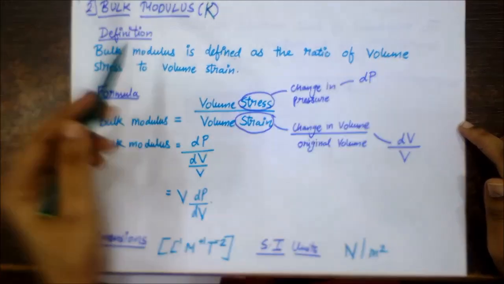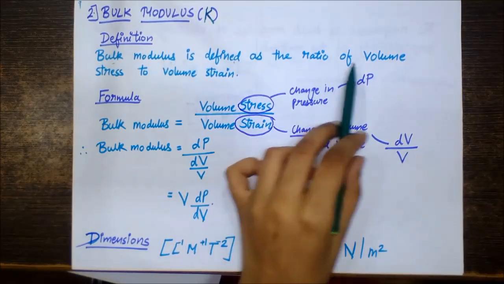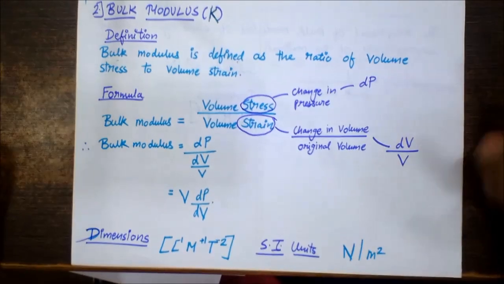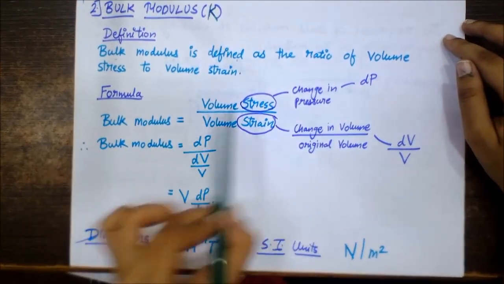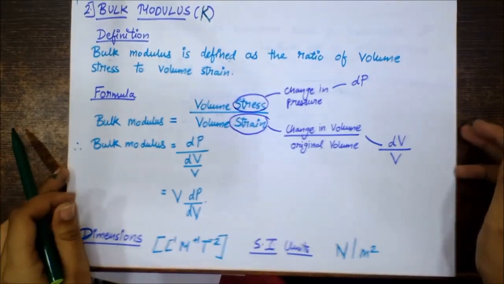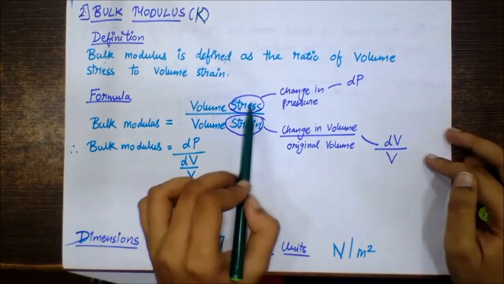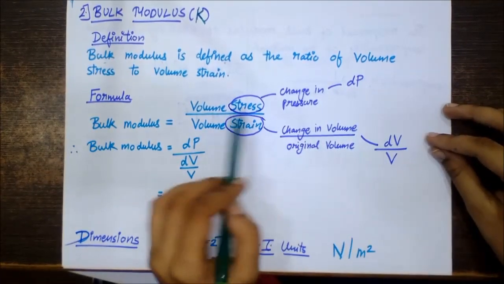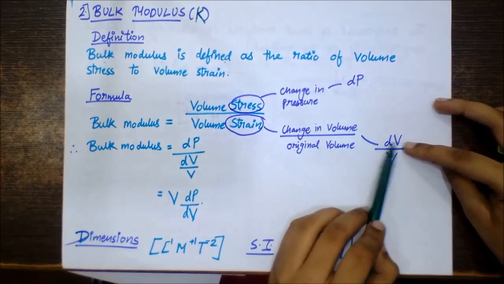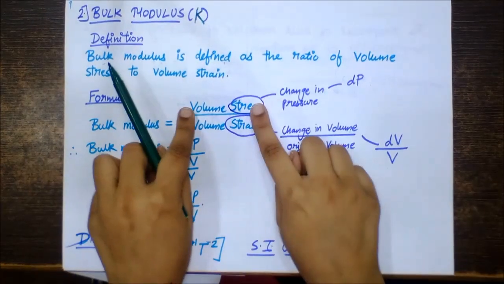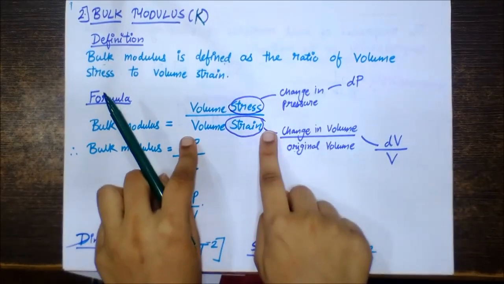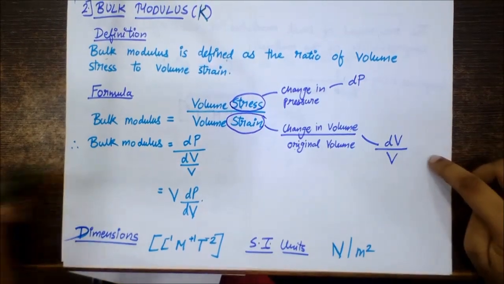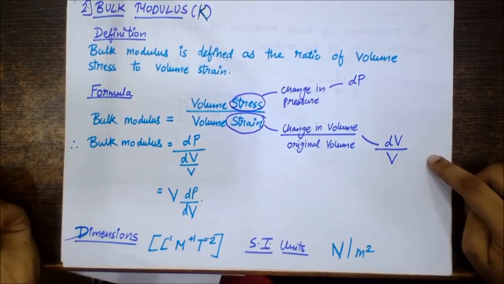Again, the definition: Bulk's modulus is defined as the ratio of volume stress upon volume strain. So we'll simply write down the formula in its mathematical format. Bulk's modulus is equal to volume stress upon volume strain. Now we had found out that volume stress was dP, because dP was the only pressure being applied, and volume strain, that is change in volume upon original volume, is dV by V. Instead of volume stress, we will simply write dP. Instead of volume strain, we will simply write dV by V. dP upon dV by V. This will become V dP by dV.